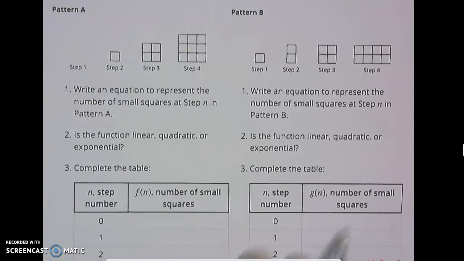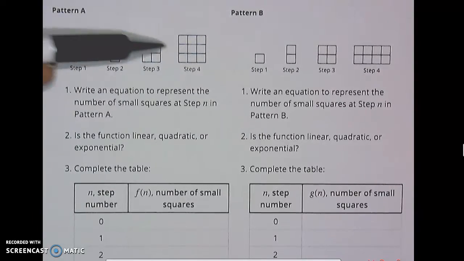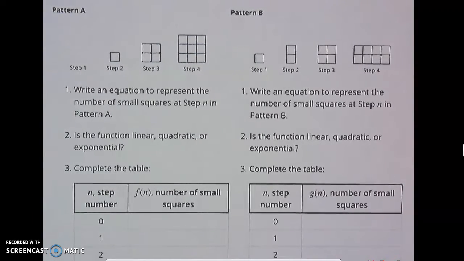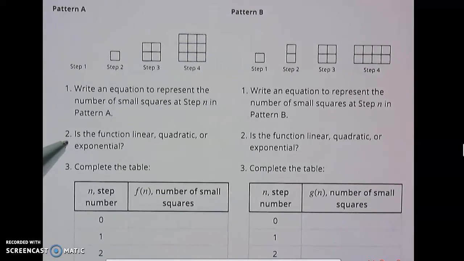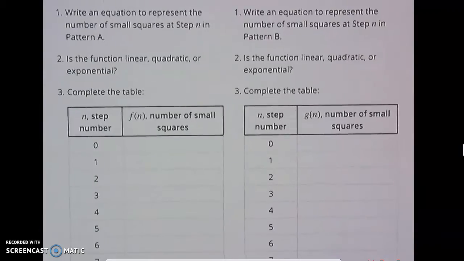We're going to do the same thing for both of these. So we know that the length and the width grow by 1 small square each time for here. Maybe you don't know how to write an equation for that yet, and we don't know if it's linear, quadratic, or exponential yet either. So let's look at our table.